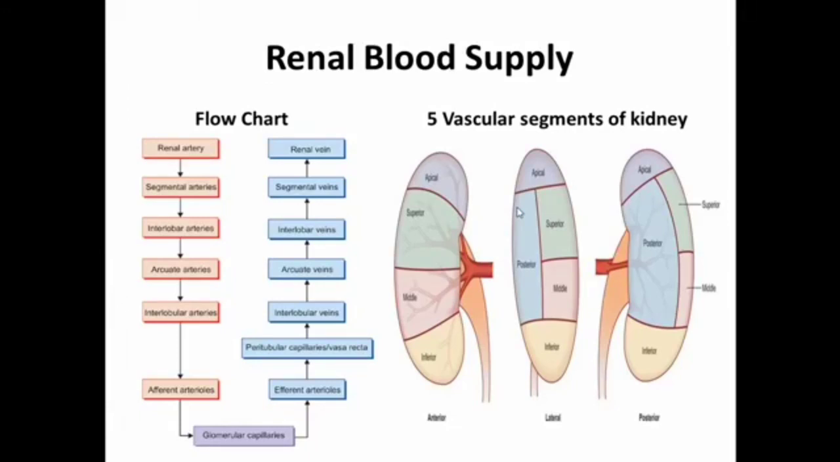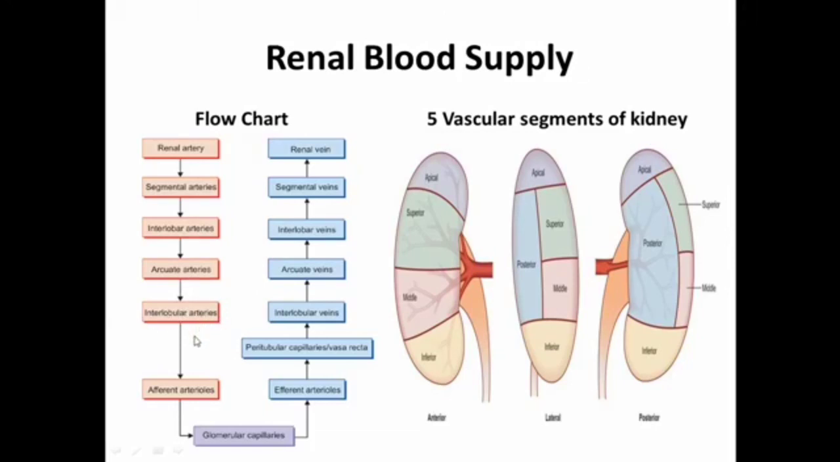Okay, now I can show you a flow chart. You can start from here. This is the renal artery, a branch of the aorta, and then it gives rise to segmental arteries after entering into the hilum of the kidney. Then these are the interlobar arteries present in between the various lobes of the kidney, and then they form the arcuate artery at the corticomedullary junction, and these are present parallel to the surface of the kidneys. And then they give rise to interlobular arteries.